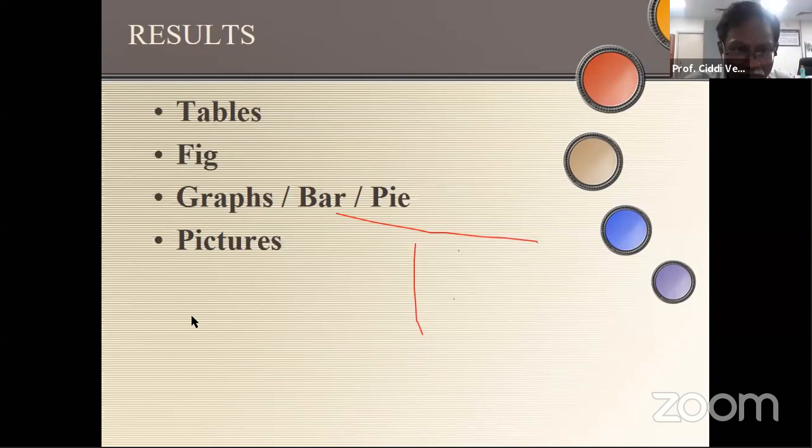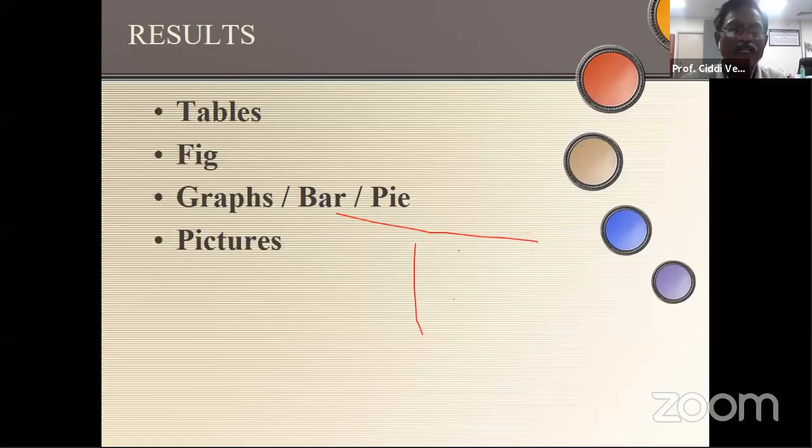The results should always be put as tables, figures, graphs, bar charts, pie charts, pictures. This is so that, avoiding long explanations in words, readers are able to analyze the data by themselves.